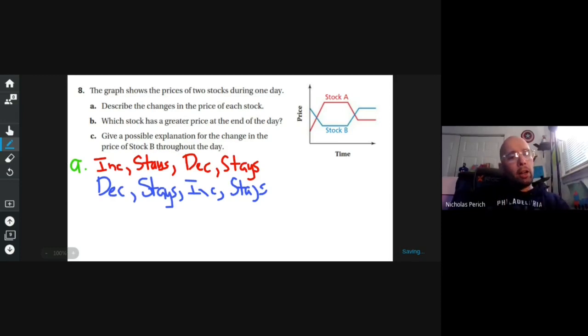Which stock had a greater price at the end of the day? Well, whatever that one is, because that bar is higher. So red was lower than blue, which means the answer to B is stock B. B is B.